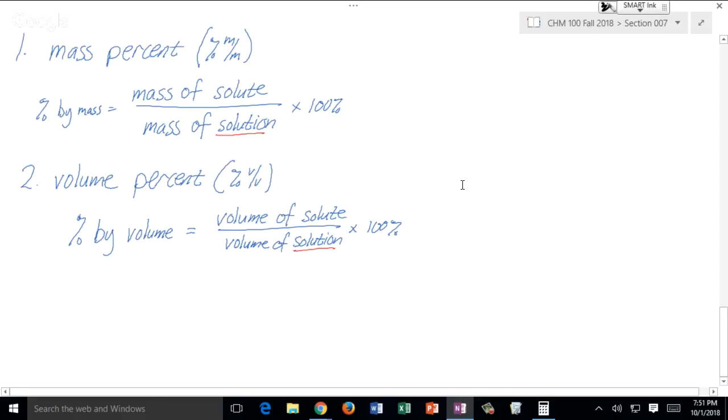Volume percent is more useful when both things are liquids. So let's say you want to make a solution of ethanol and water. Those things are both easier to measure out by volume than by mass. So you could measure out 40 milliliters of ethanol and then put it in 100 milliliters of solution, and you'd have a 40% solution. That's how things like alcoholic drinks are measured. If you look at the alcohol by volume, ABV, that's on alcoholic drinks, that's a percent by volume. So how much of this volume is ethanol?